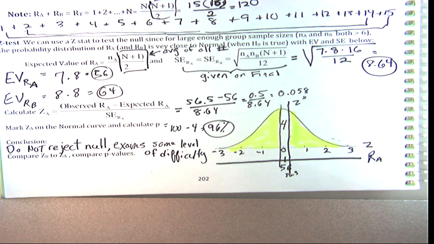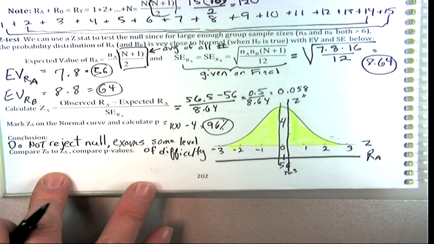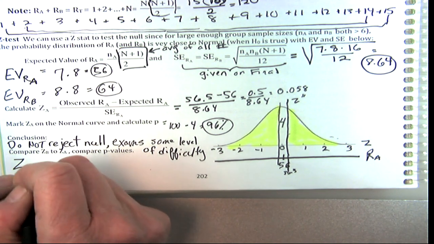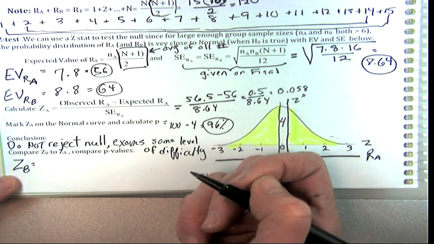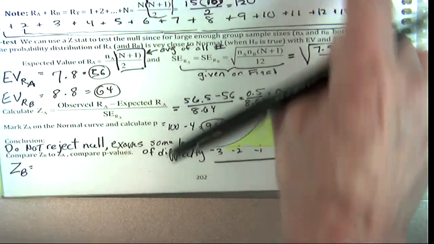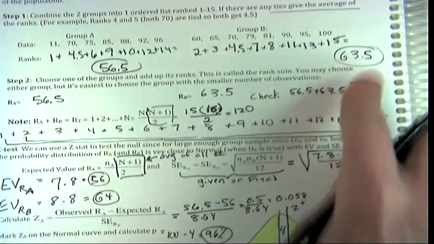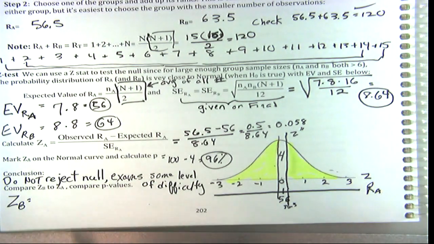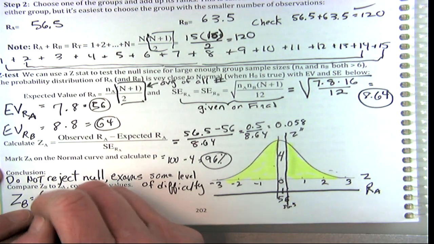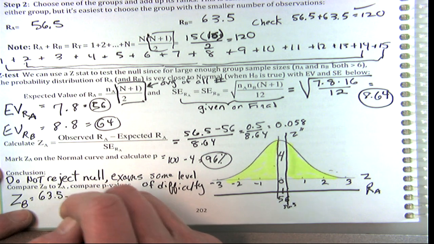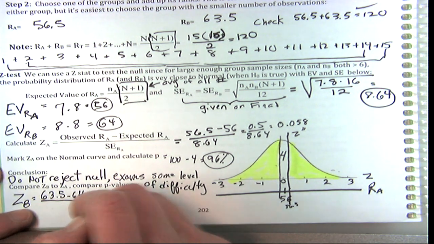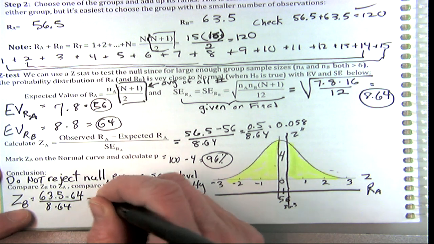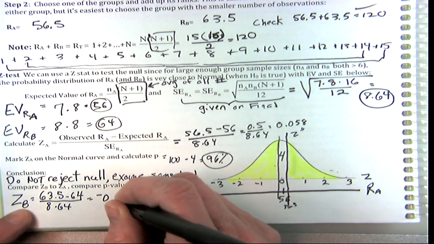Okay, and now, what if I had done ZB? What do you think would have happened? Well, let's try ZB instead of ZA. Then we do the observed ZB, which is 63.5 minus its expected, and I think you can see what's going to happen. 63.5 minus 64, it's going to be over the same standard error, and we're going to get exactly the same z-score, but a different sign.